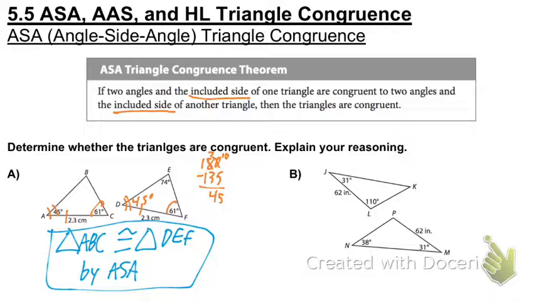Now, did Elizabeth have to say the first one was ABC? No. But since she chose triangle ABC for the first one, she had to call the second triangle DEF to match. Or you just call it ABC again. Then that'd be saying the same triangle is congruent to itself, so that's a reflexive property.